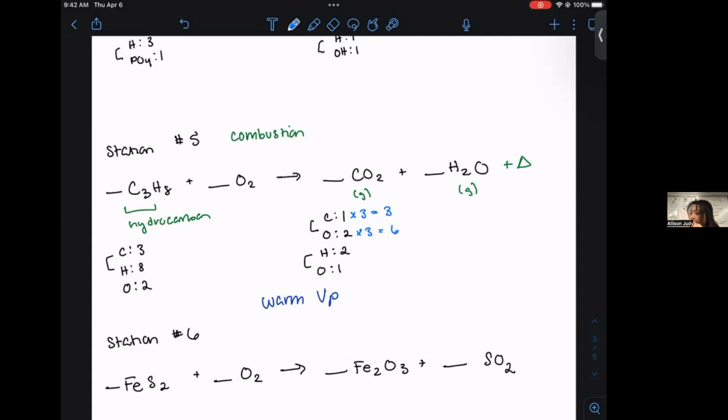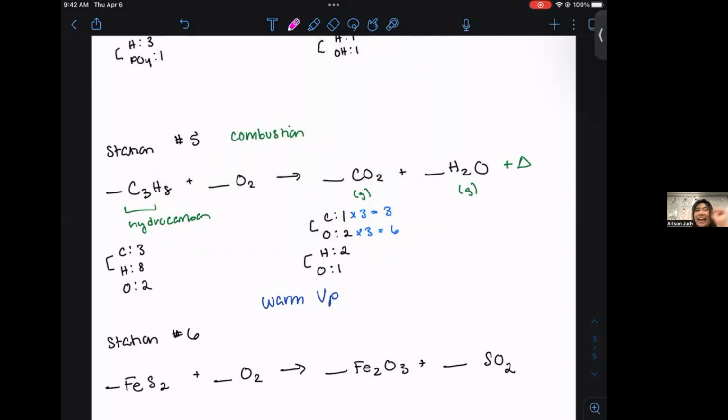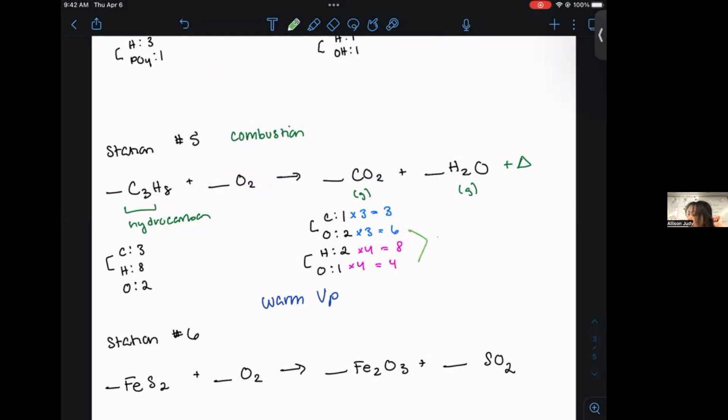So what do I look at now? Okay, my O's are clearly messed up. Gonna deal with that later. Let's deal with the hydrogens. Okay, I'm gonna switch to different colors. Next step, my hydrogen is 8 on reactant, but I only have 2 on the product. So I'm gonna multiply my hydrogen by 4. But if I multiply my hydrogen by 4, Drea, I have to multiply my oxygen that's attached to it by 4. So I get 8 and 4. Now I have a total of 12 oxygens.